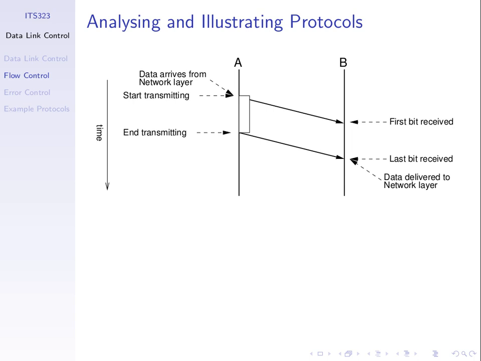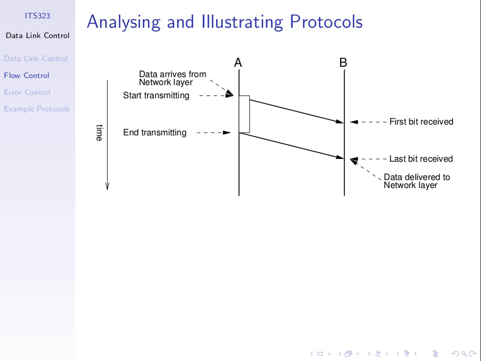We finish transmitting the last bit at this time at A. Again, that bit needs to propagate across the link. It takes time and eventually arrives at B. So from B's perspective, it starts receiving the frame here. It's receiving, and receives the last bit of the frame, and hence has received the frame in its entirety at this time. It processes the data and passes it up. So it delivers the data to the network layer.